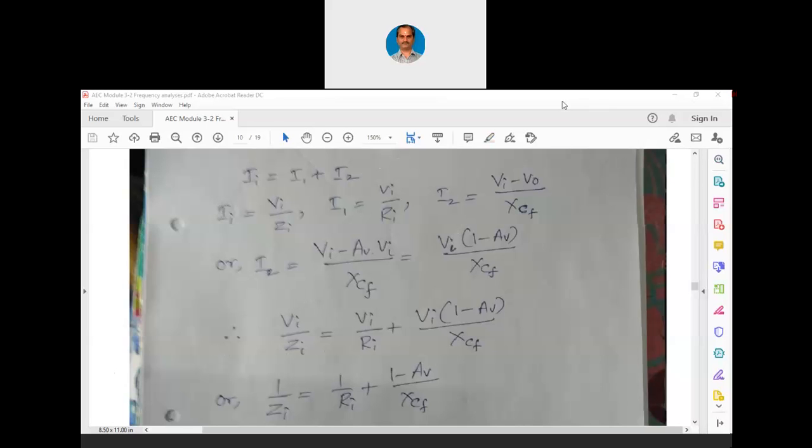Let me annotate. We are expressing this equation itself. We are expressing II is Vi by Zi, I1 is Vi by Ri, I2 is Vi into 1 minus AV by XCF. So, now Vi is common everywhere. So, we can simply write 1 by Zi equals 1 by Ri plus 1 minus AV divided by XCF. So, this is the expression which we obtain by cancelling out Vi. Let me continue now.